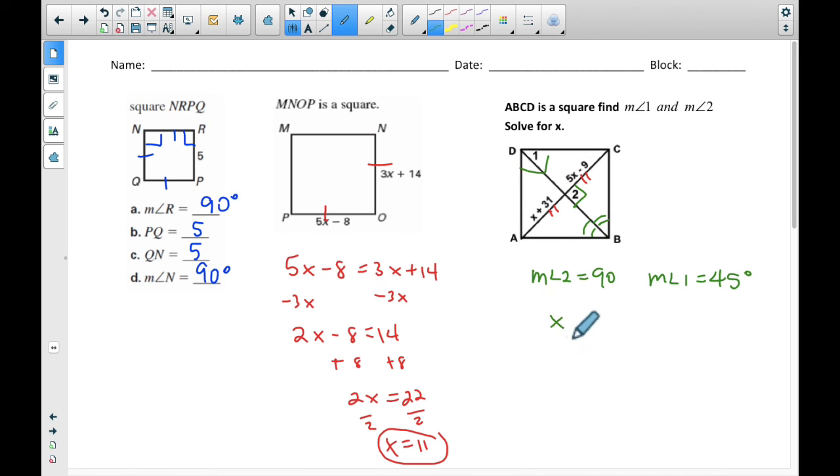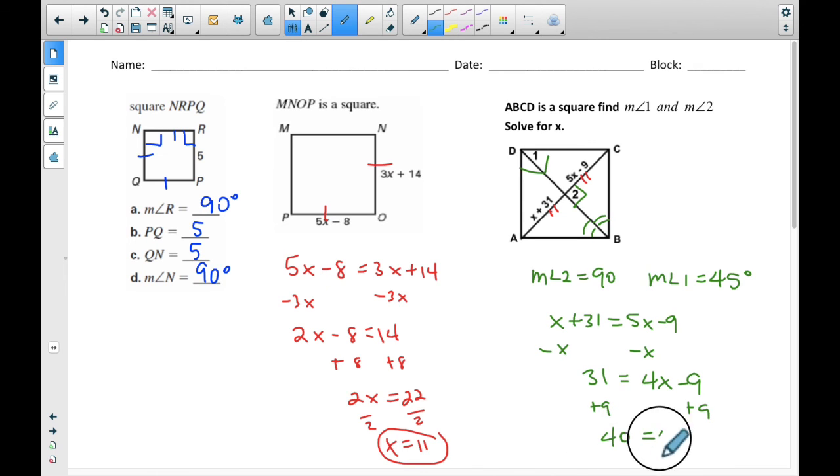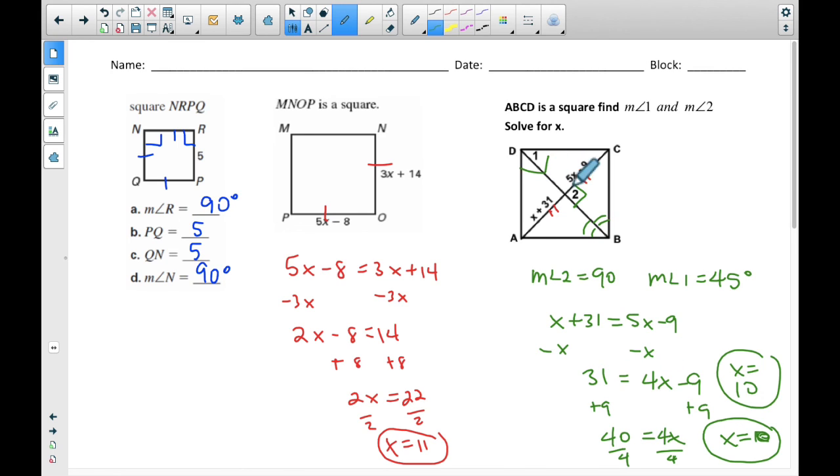So we can just set it up to be x plus 31 is equal to 5x minus 9. I'm going to subtract 1x from both sides. So that gives me 31 equals 4x minus 9. I'm going to add that 9 to both sides. So now I have 40 equals 4x. I'm going to divide by 4, and I get x equals 10. And again, I might just want to go back and make sure it makes sense in my diagram. Up here, 10 plus 31 is 41, and 50 minus 9 is also 41, so it works.